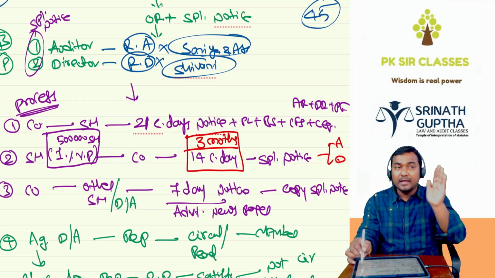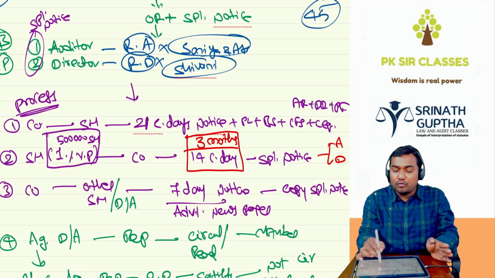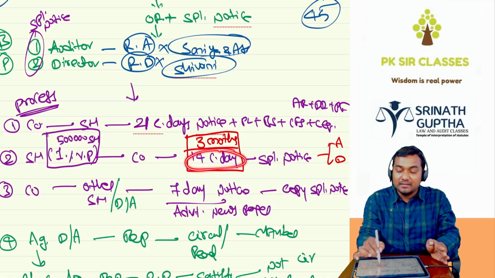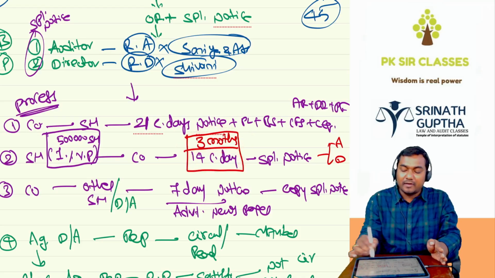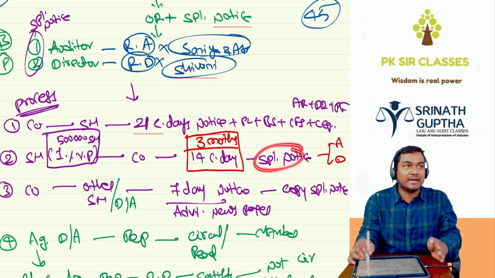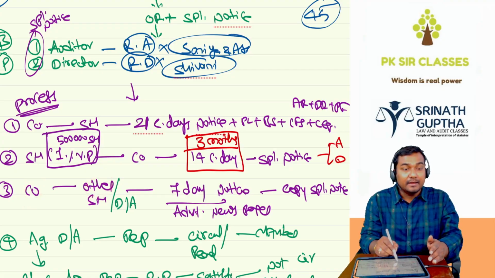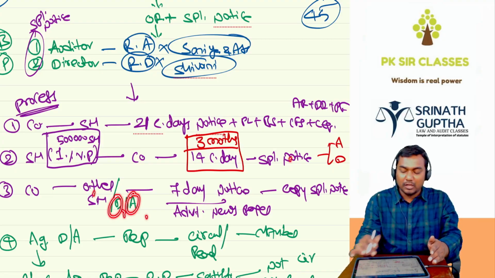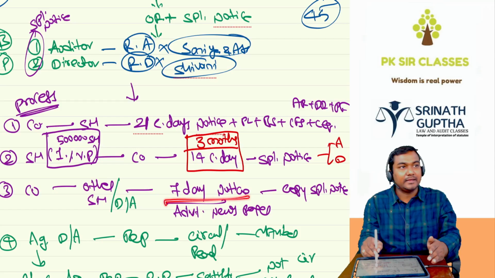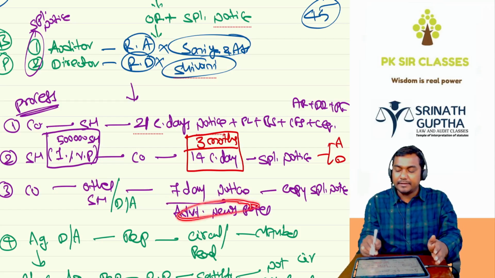This notice should be submitted to company 14 clear days before the meeting, or even 3 months before the meeting. Then company will forward the same notice to all other shareholders at least 7 days before the meeting, and to the aggrieved director and aggrieved auditor also. If it is not possible, advertisement in the newspaper also.